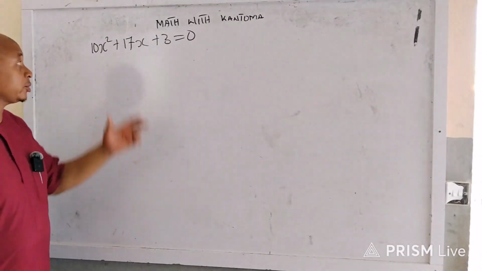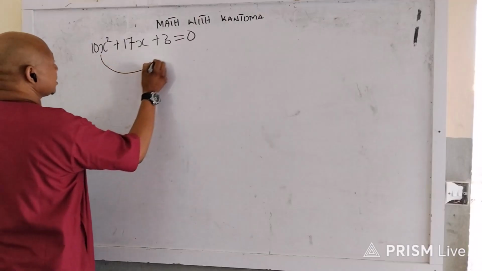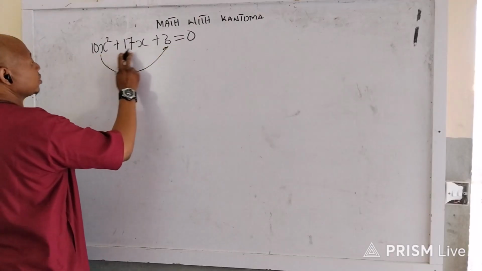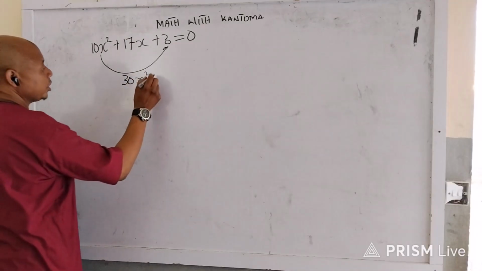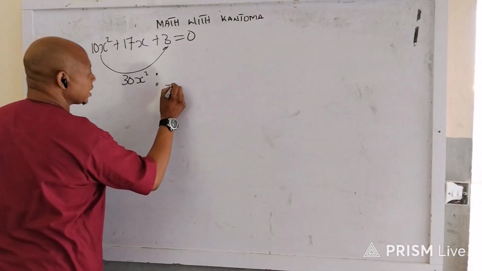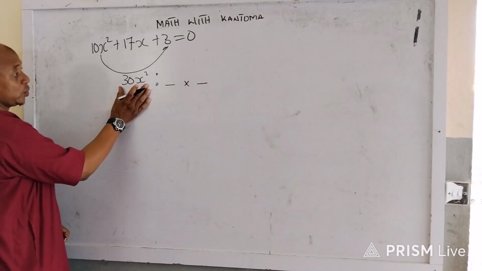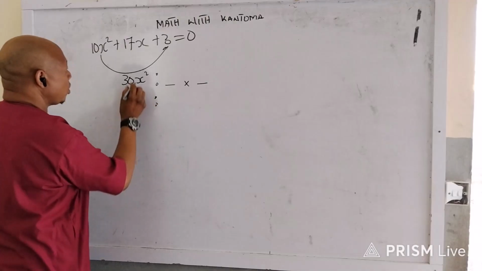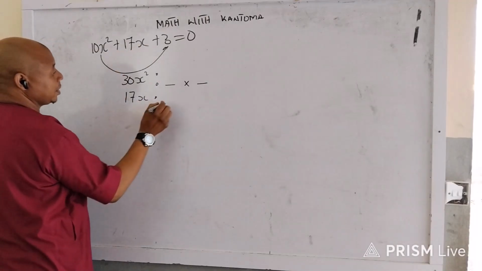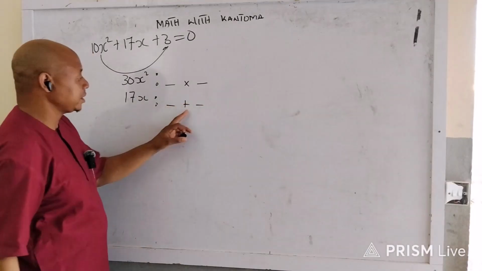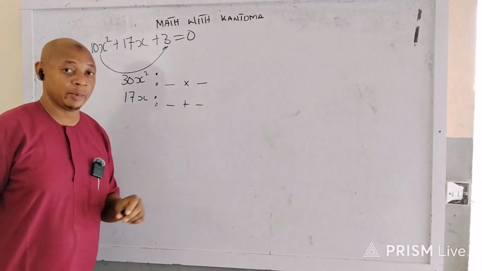So now, to solve this problem using factorization, what we need to do is multiply the first term by the last term. Multiply these two entries: 10x squared times 3 will give us 30x squared. Then we'll be looking for two factors such that when we multiply them, we get 30x squared, and when we add them, we get the middle value, which is 17x. That is for the factorization.